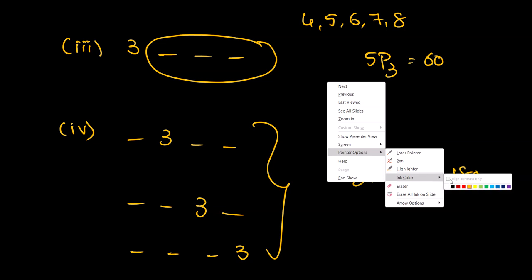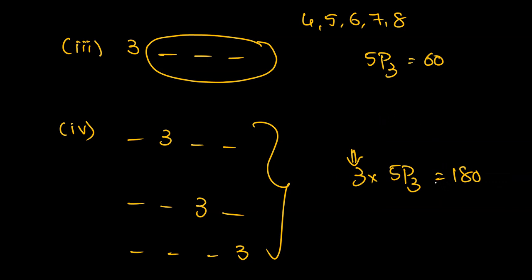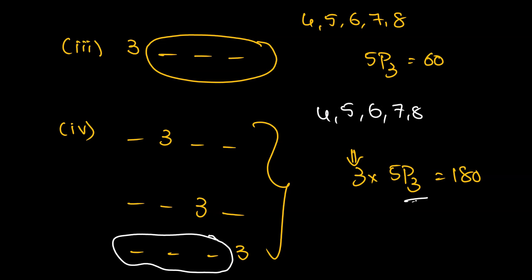5p3 because still 3 slots are available and we have 5 digits 4, 5, 6, 7, 8. Okay, because of that 5p3. Okay, what is that 3? 3 can occupy 3 positions. We can go with hundreds place, tens place, and units place. So 3 places. So 3 into 5p3. Good.